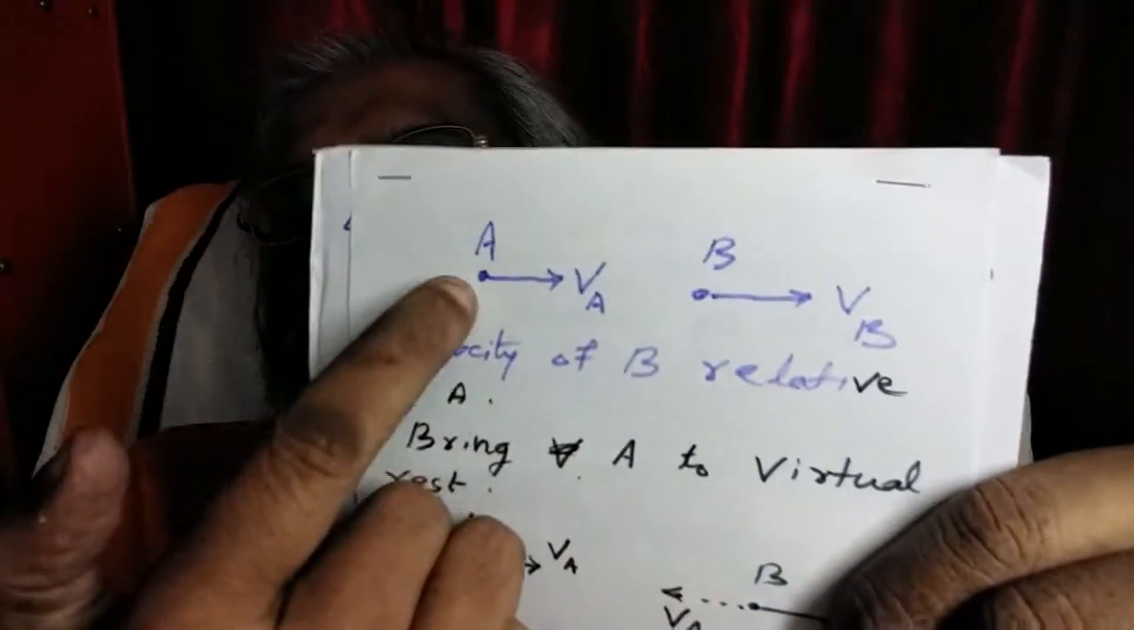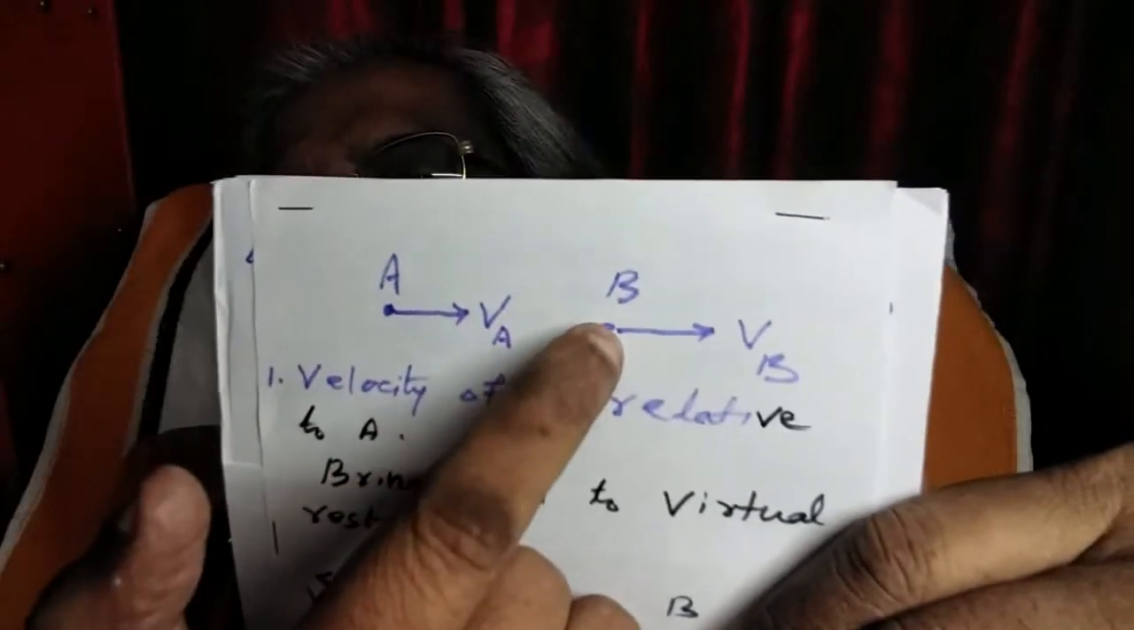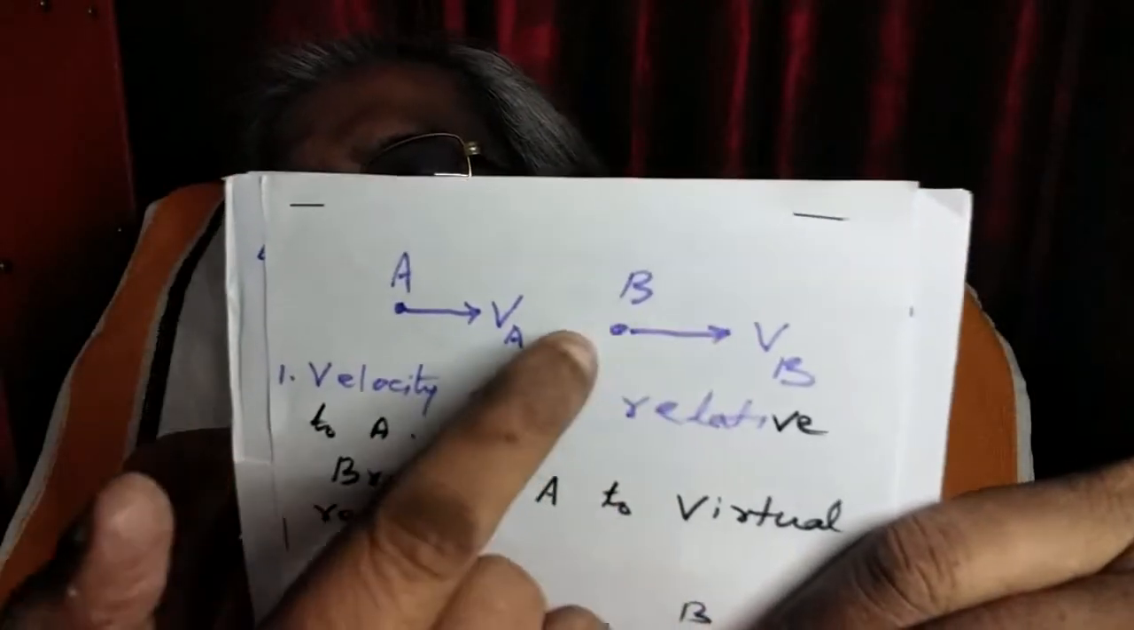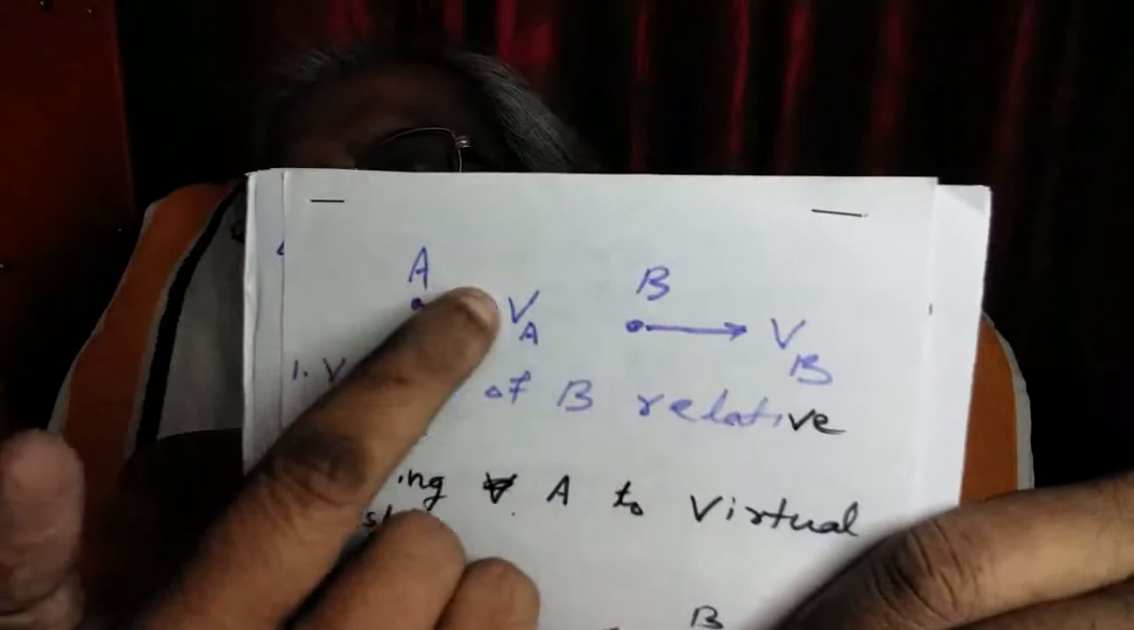By relative velocity, we mean velocity of a body as we observe or as we measure or as we feel when we stand on our frame of reference. See, here A is a car moving with velocity VA. B is another car moving with velocity VB along a common straight path.